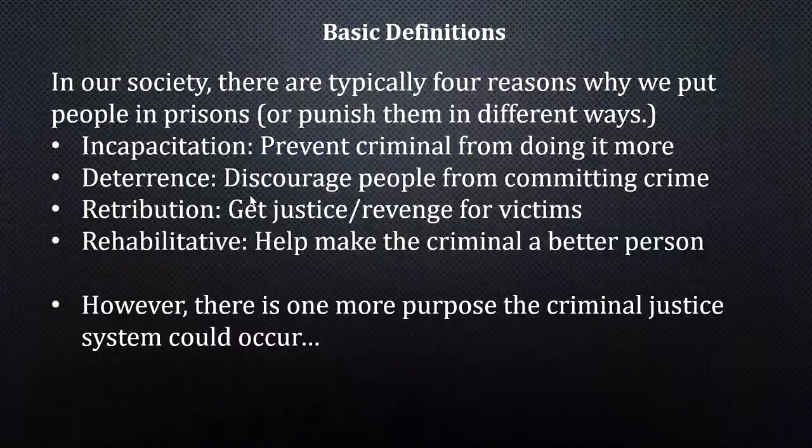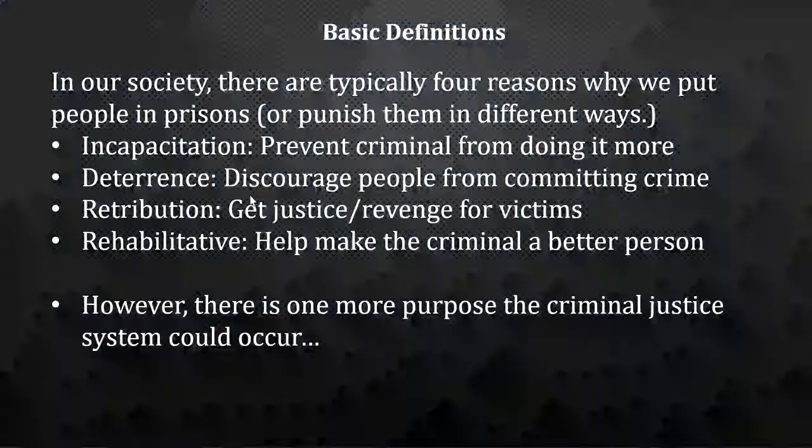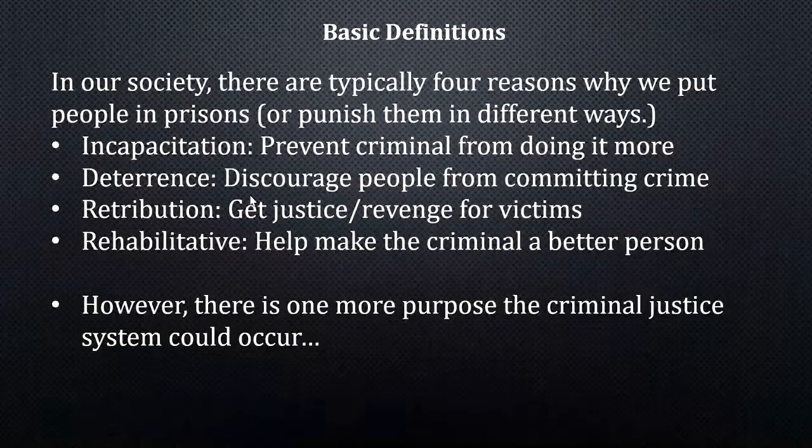In our society, we typically punish for 4 reasons, and you may remember this stuff from Sociology 101. These are the reasons why we either put people in prison or punish people in different ways. First of all is incapacitation. We want to prevent the criminal from committing that given crime more. So we think if we put them in prison, they won't be able to do it anymore, at least to people on the outside. Deterrence. We want to discourage people from committing the crime again, or any people from committing the crime, by making them afraid to go into prison.